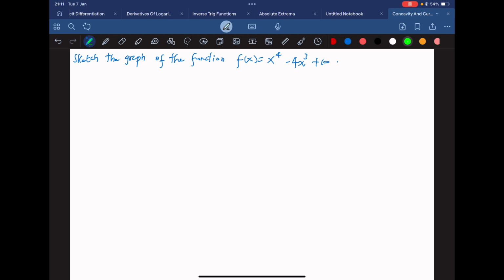So to sketch this graph, there are some things that you have to do first. So first of all, let us find the local extrema.